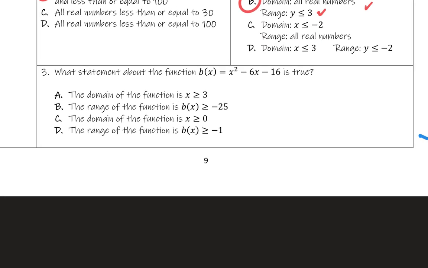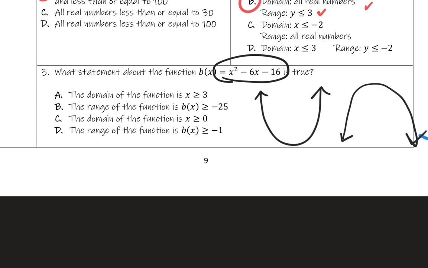And then the last one, it says, what statement about the function that's given is true? What type of graph is this going to give me? Do y'all know? Good. A U, half a U, or a straight line? It's a complete U. It's going to either look like this or look like this.